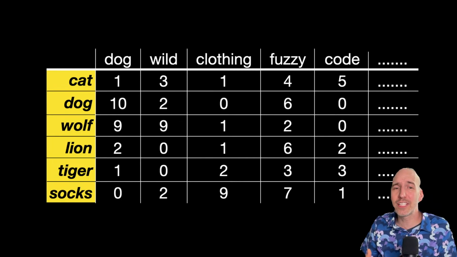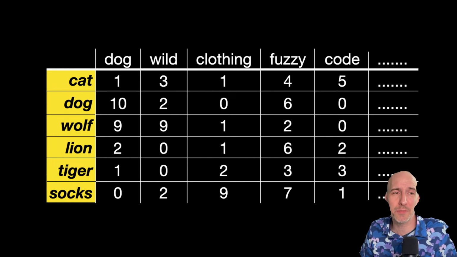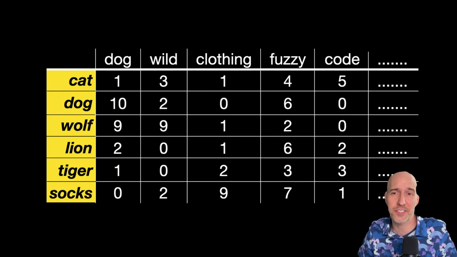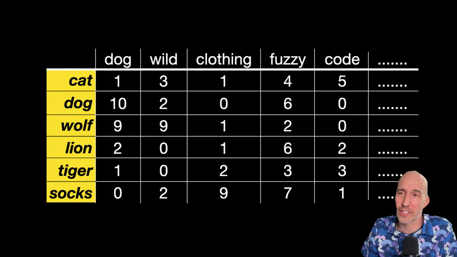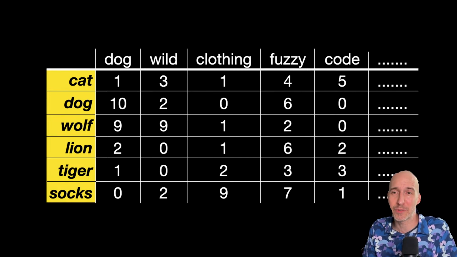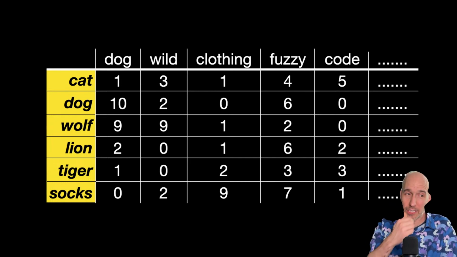So like, if I have socks, they might be fuzzy and they might be clothing. A cat is also fuzzy, but a cat is not clothing, probably. And a cat is not like a dog. And cat is a code command, but it's also an unwild animal.